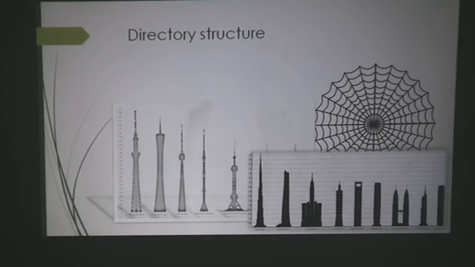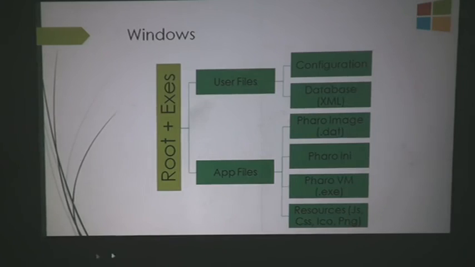So what I'm going to tell you is just, once you get that, you download it, you can create something like this, for instance. In Windows, you can just have the root directory with just the executable files for the application. Then, well, highly recommended, divide between a directory for user files and the application files. The user files, here we have configuration, database. In my case, I have XML files for the user information. Then the application files, you have the Pharo image.